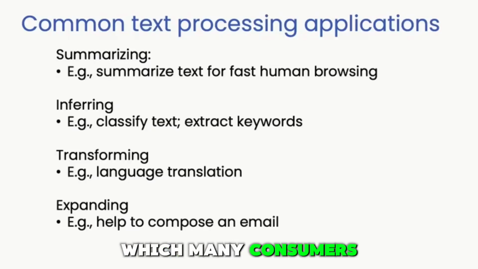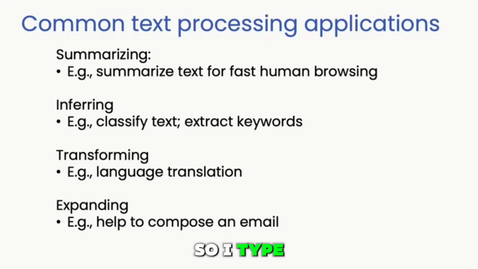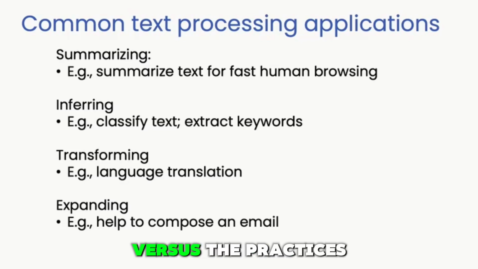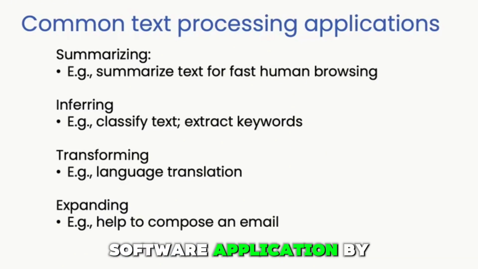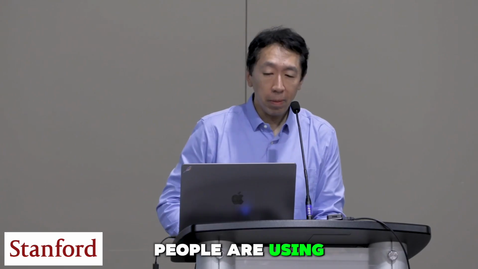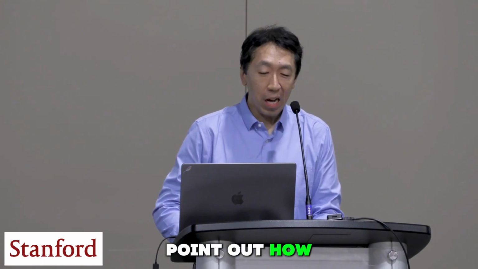And I want to focus here on, I feel like there's a difference between the web UI, which many consumers use. I do that all the time. So I type in my prompts to web UI versus the practices for if you're writing a software application by calling an API are a little bit different. But these are common text processing applications, use cases that people are using via the web API. And so let me show you some examples of this. And again, don't worry about the code syntax. It's just to point out how little code it takes.